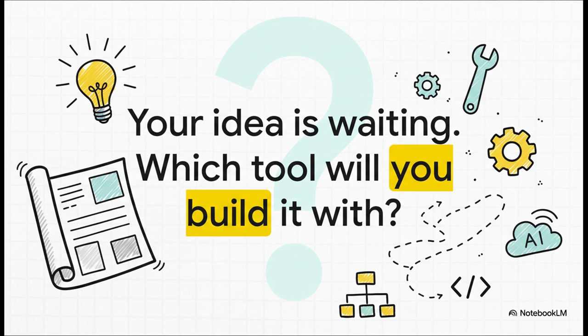So there you have it. The path from idea to product should be a lot clearer now. You have the map and you know the tools for each stage of the journey. So the only question left is the one you see on the screen. Your idea is waiting. Which tool are you going to use to bring it to life?